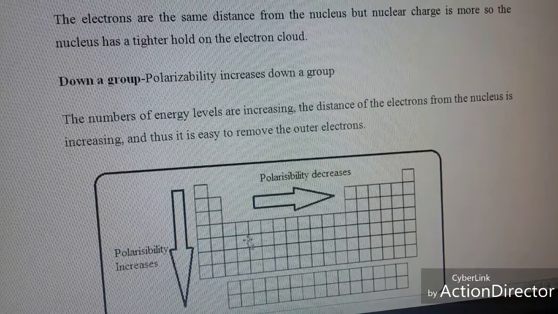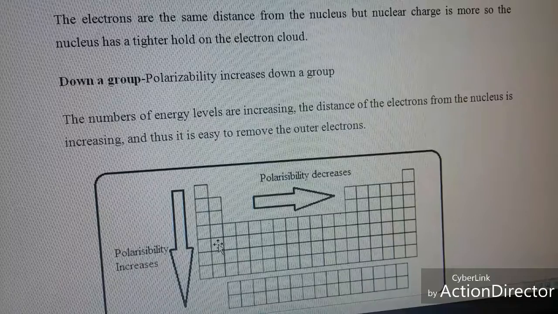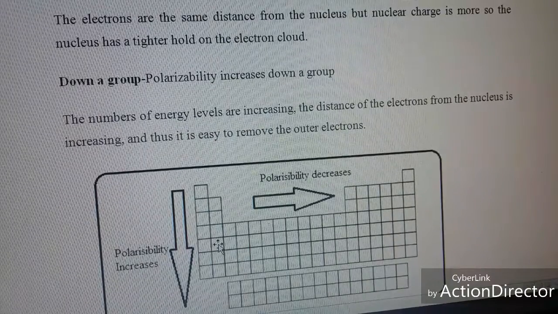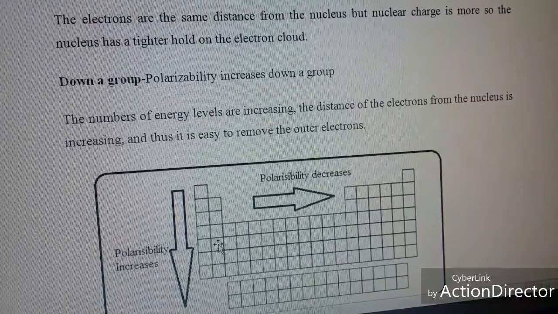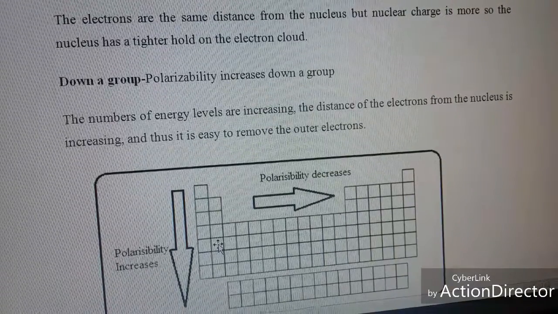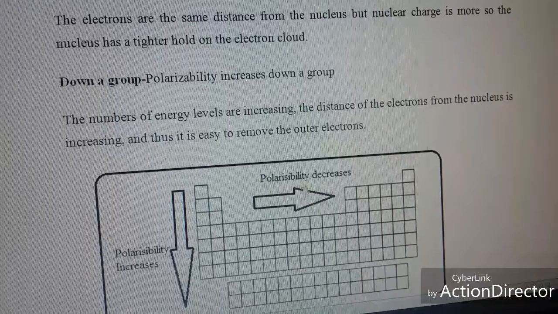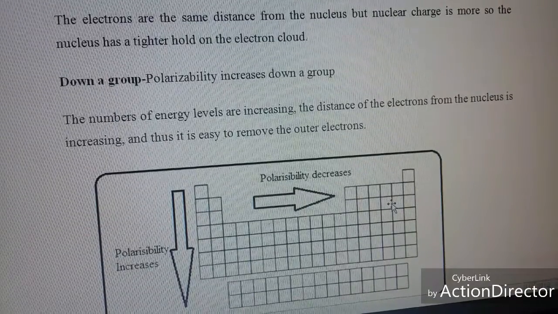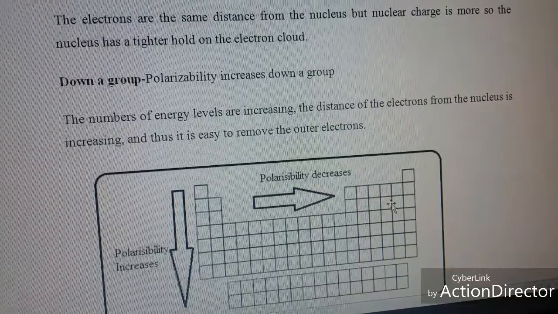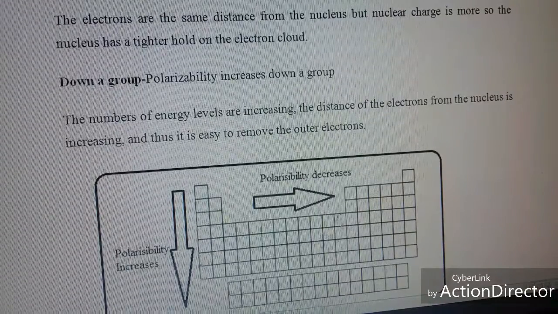Whereas if you go down the group, there will be an increase in the number of energy levels, and the distance of the outermost electron from the nucleus will be increasing, so it is easy to remove the outermost electron. So as you can see in the diagram, polarizability decreases from left to right across the period, and down the group it increases.